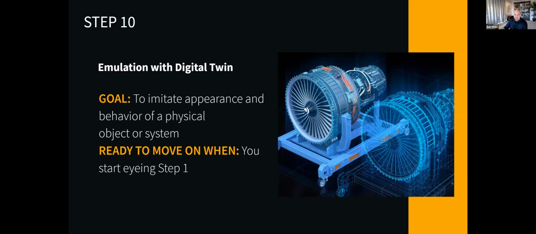All right, last up, emulation with digital twin. And the goal here is to imitate appearance and behavior of a physical object or system. So how it works is that you have a device out in the world that uses sensors. It's connecting to a cloud-based system.